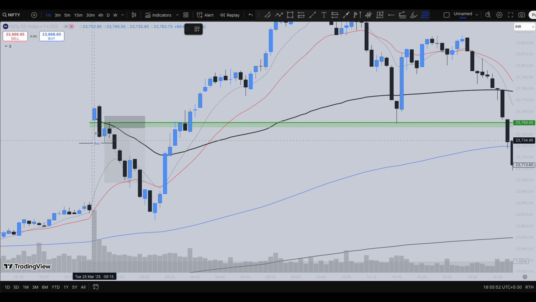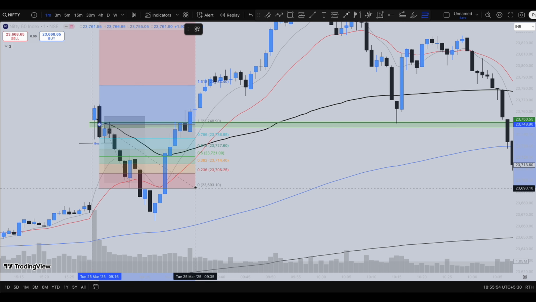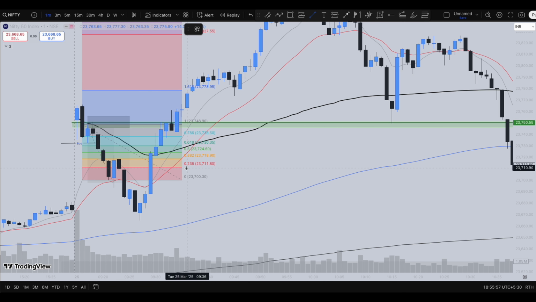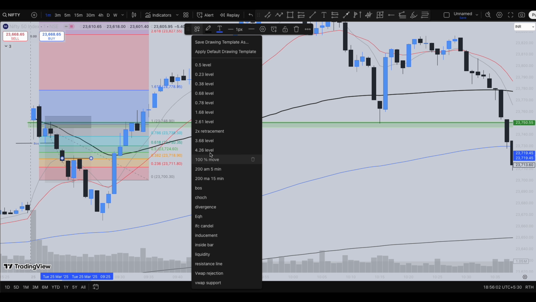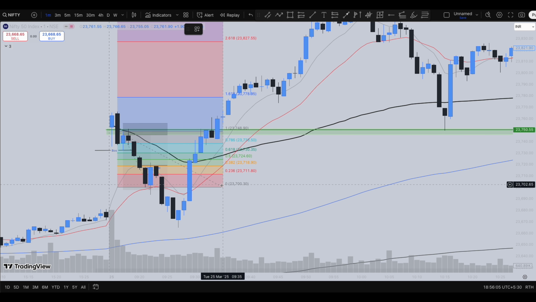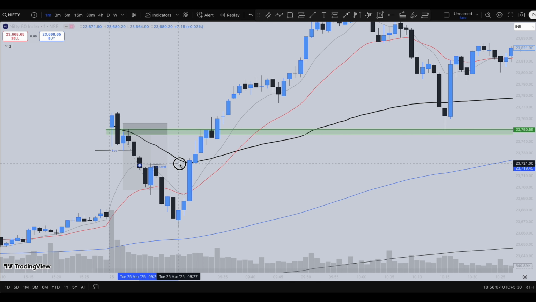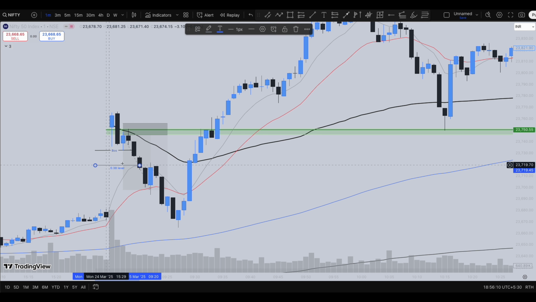And if you try to plot these levels over here, from the common point between this to the common point between this, you can see price rejecting from the 0.38 level over here. This is the 0.38 level where price was rejecting, where price rejected from that level.